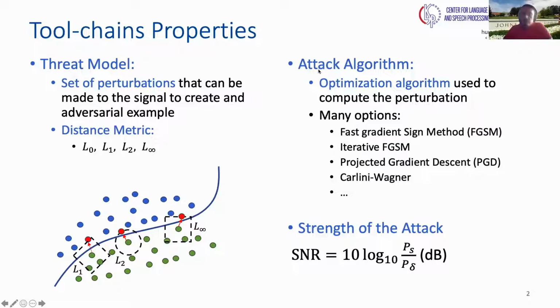This is the algorithm that is used to compute the optimal perturbation. And there are many algorithms in the literature: Fast Gradient Sign Method, iterative FGSM, projected gradient descent, Carlini-Wagner, etc. And finally, we want to know the strength of the perturbation. For example, to measure the strength, we can compute the signal-to-noise ratio between the power of the benign signal versus the power of the added adversarial perturbation.